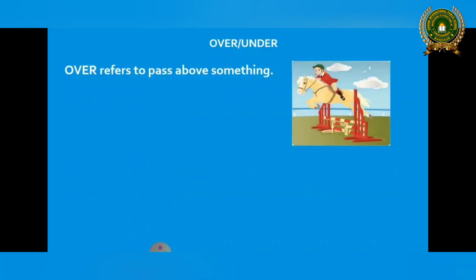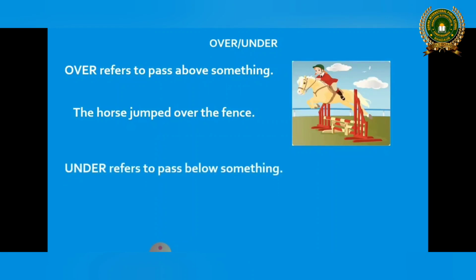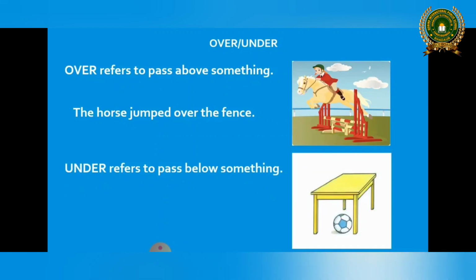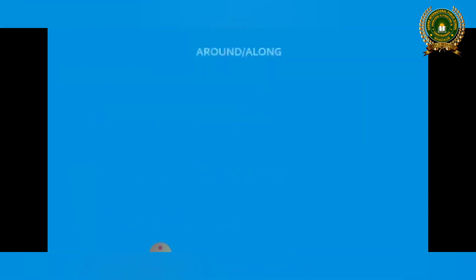Next is over and under. Over refers to passing above something. When something is in motion and passes above something without touching it. The horse jumped over the fence. Jumped over the fence. Okay. So here we will use over. Under refers to passing below something. Under is also used for position, for a preposition of place. The ball went under the table. Okay. So here we will use under when something passes below something.